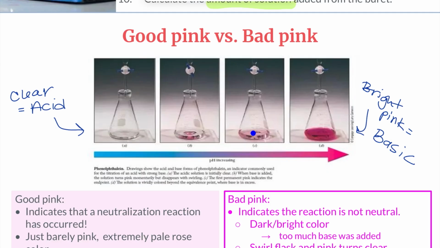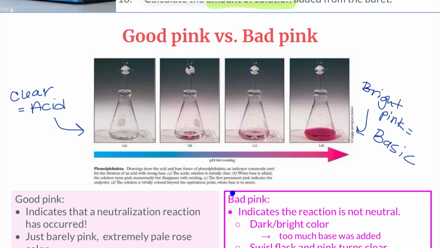And so that's why our goal is to just see that little bit of pink, but not go past that change point. A good pink indicates that neutralization has occurred. We would see a just barely pink, extremely pale rose color. When you swirl the flask, which is mixing it, it's going to stay that just barely pink. That pink won't go away. If the pink goes away, it means it's still an acid, so you would have to add another drop.